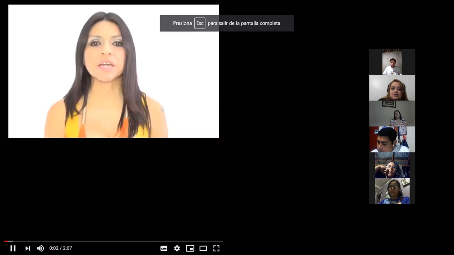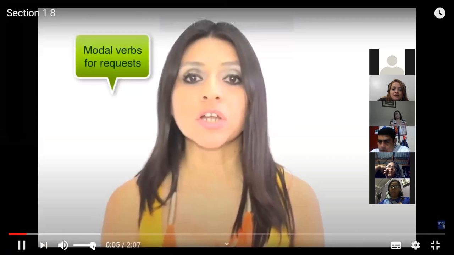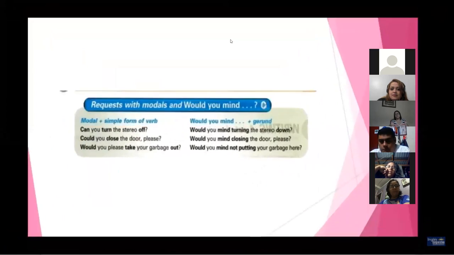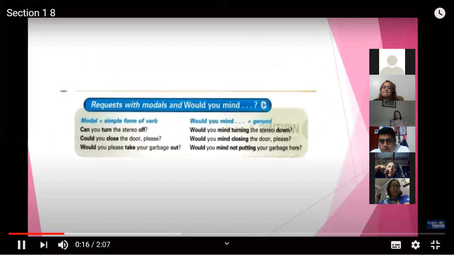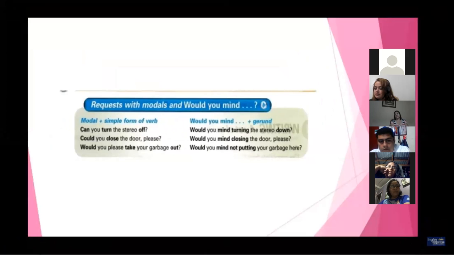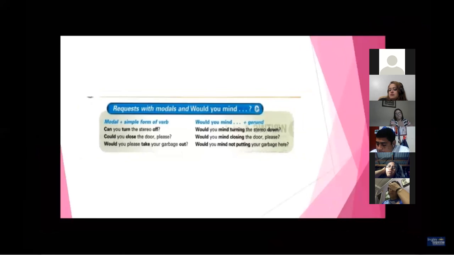Hi, we're about to make requests using modal verbs. Notice when to use the simple form of a verb and when to use a gerund. Stay around for more explanation. Requests with modals and would you mind? Modal plus simple form of verb. Can you turn the stereo off? Could you close the door, please? Would you please take your garbage out? Would you mind plus gerund. Would you mind turning the stereo down? Would you mind closing the door, please? Would you mind not putting your garbage here?